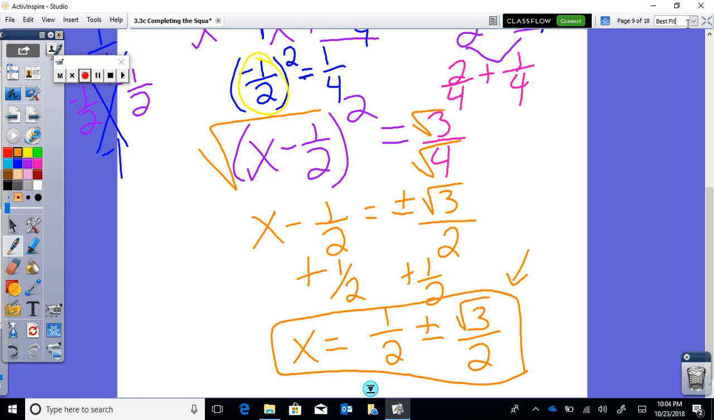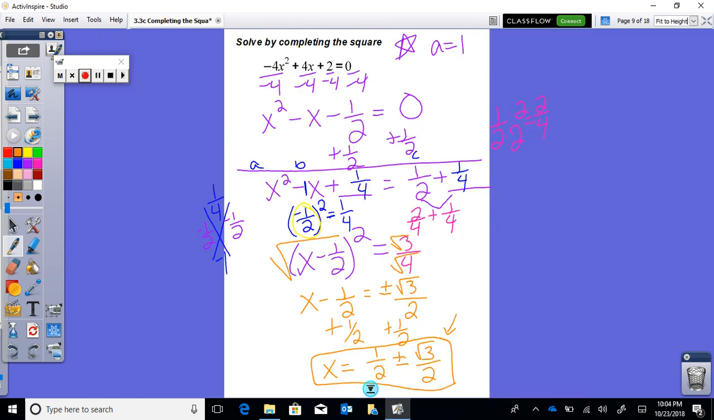Let me see if I can make this fit the whole example. Fit to height here, so you can see kind of the whole thing, and you can pause it here if you'd like. So we ended up with the fraction and had to square root both sides, square root the fraction. And the answer becomes awfully complex. Now that's where I stopped in notes today for class, so you can stop here if you'd like.